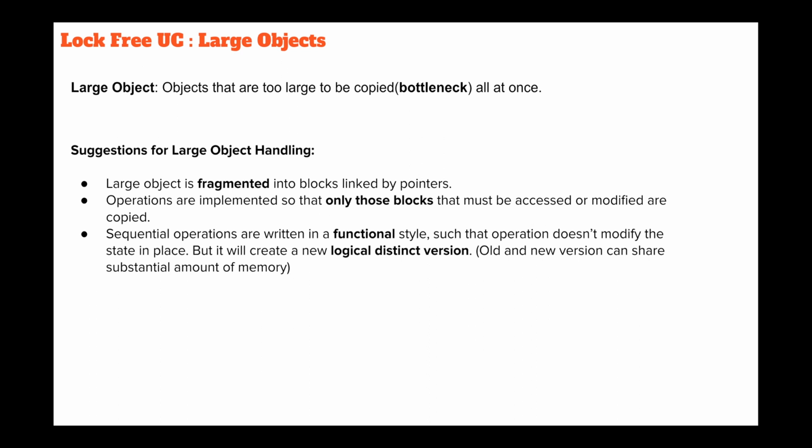For large objects, the object is too large to be copied, and that becomes a bottleneck. So Herlihy's suggestion was basically converting large objects into fragments. Fragments are nothing but a group of items, and now the basic unit of copying becomes fragments rather than copying the entire data structure.